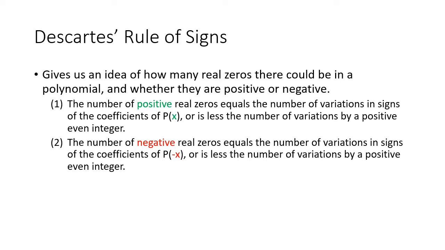First of all, the number of positive real zeros equals the number of variations in signs of the coefficients of p of x, or is less the number of variations by a positive even integer. That's very confusing. We'll talk about it in a second. It says the same thing about negative real zeros. The number of negative real zeros equals the number of variations in signs of the coefficients of p of negative x. So we have to evaluate that polynomial for negative x, or is less the number of variations by a positive even integer. Let's look at an example of that, because that's a super confusing definition.